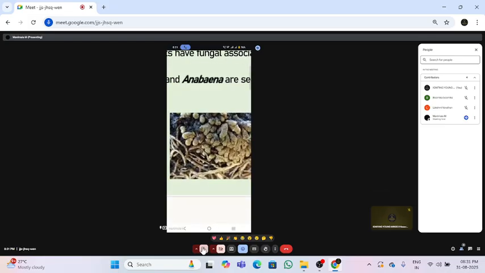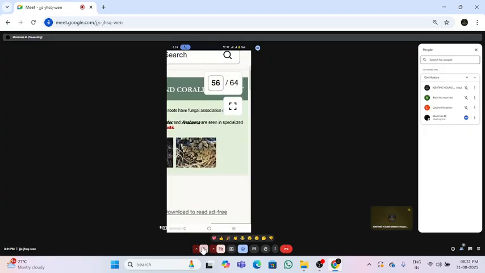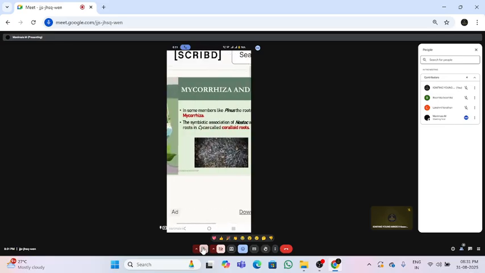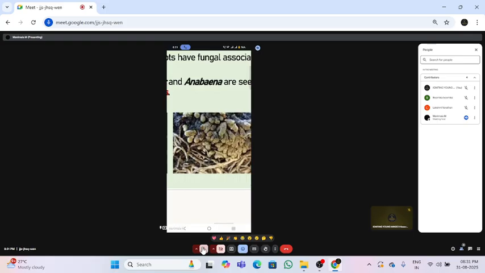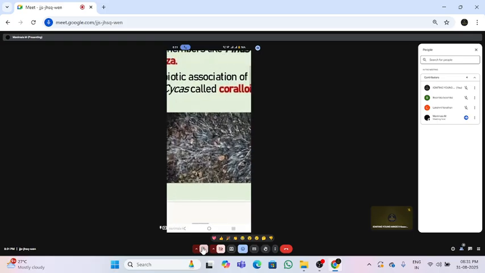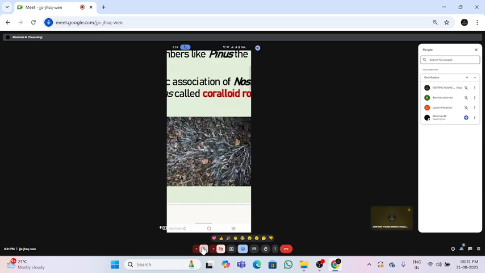It is a blue green algae. It is infected with, so symbiotic association of Nostoc, Anabaena seen in the specialized root in the cycas. This is in the root system. So this is called as coralloid root, and this root system is called as, what is that? Mycorrhizal root. It is the root system which is infected with the fungus.